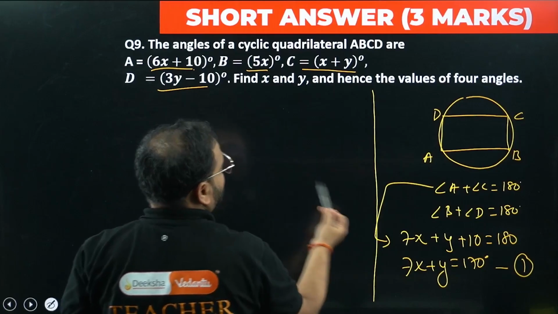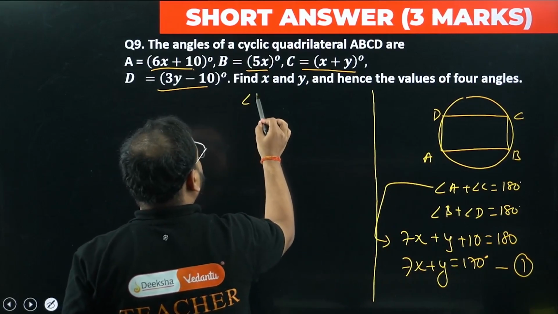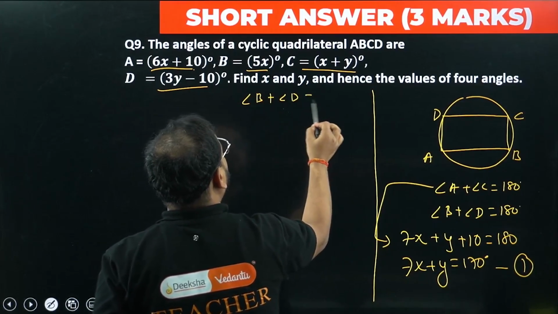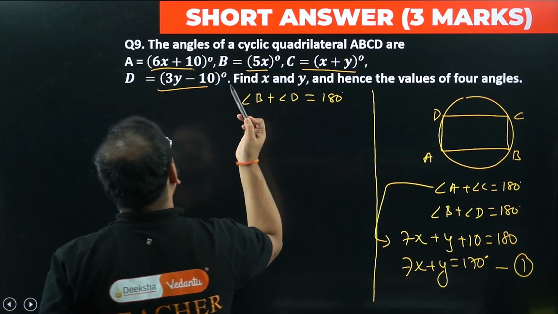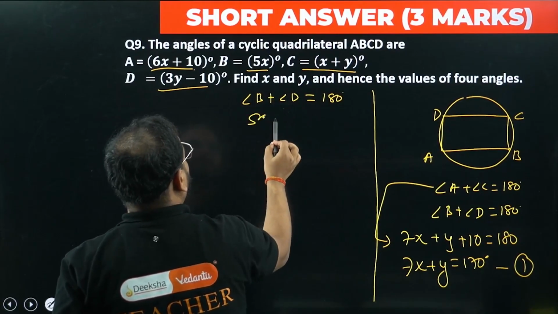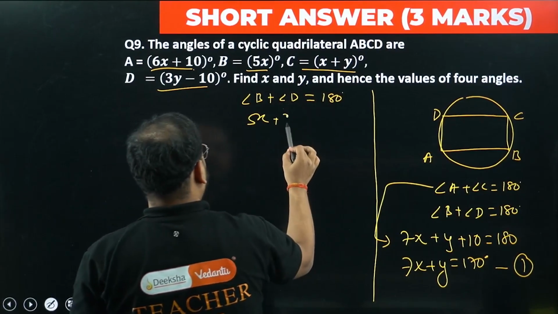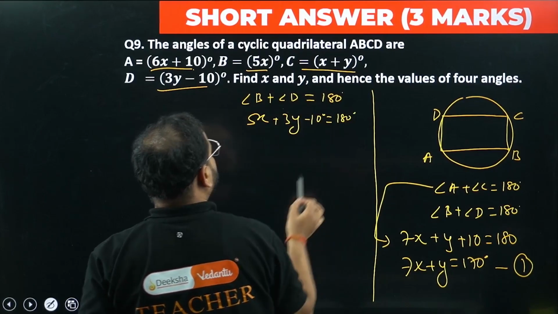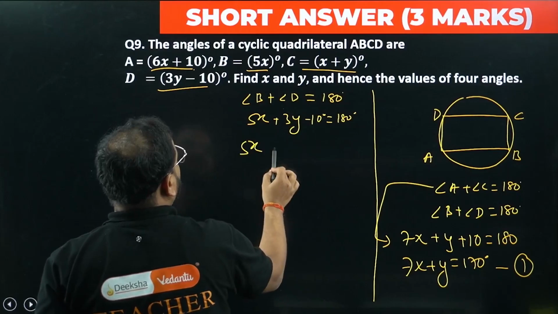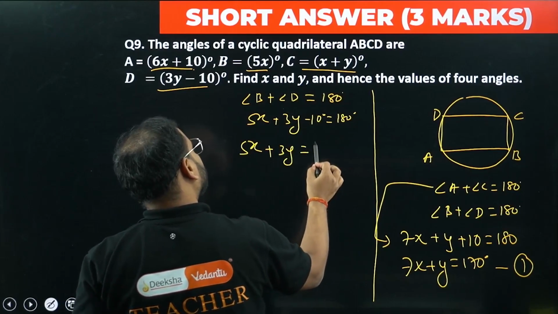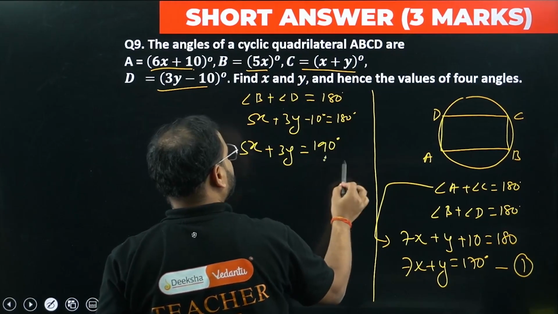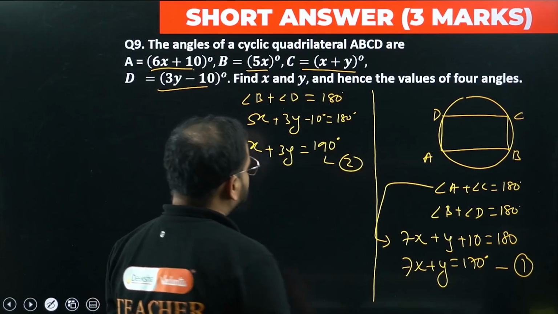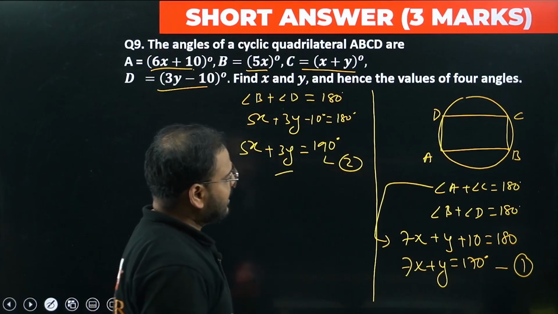Equation number 2, B plus D equals again 180 degrees. B is 5x, D is 3y minus 10 degrees, equals 180 degrees. Please cross check. So I get 5x plus 3y equals 190 degrees. This is my equation number 2. Check here, there's 3y over here and there's a y over here.